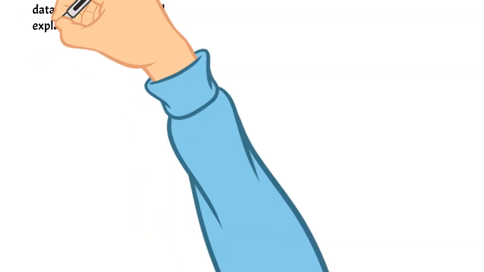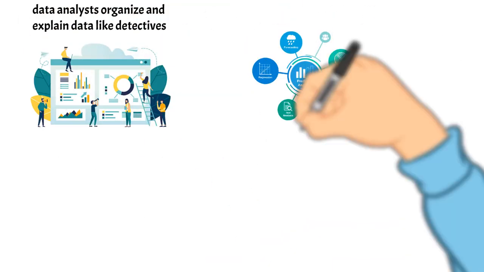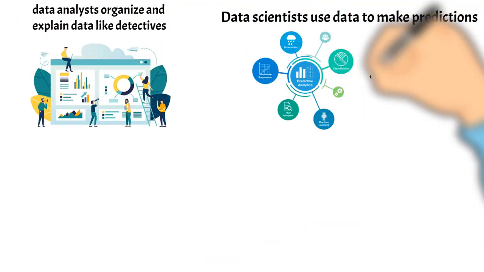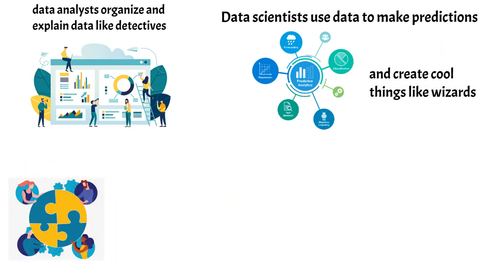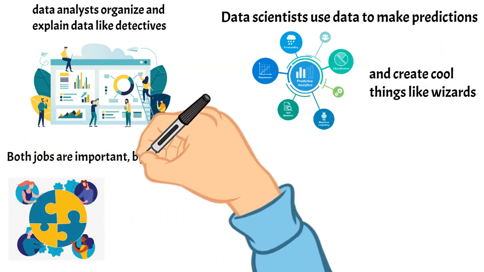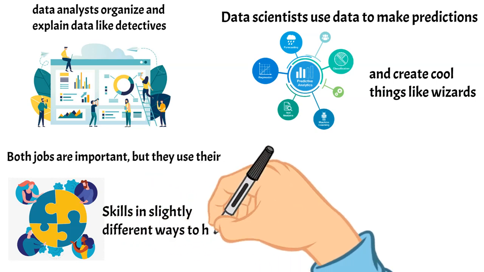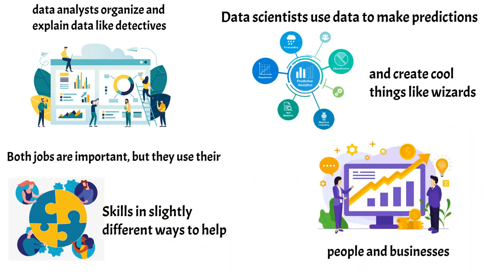Data analysts organize and explain data like detectives, while data scientists use data to make predictions and create cool things like wizards. Both jobs are important, but they use their skills in slightly different ways to help people and businesses.